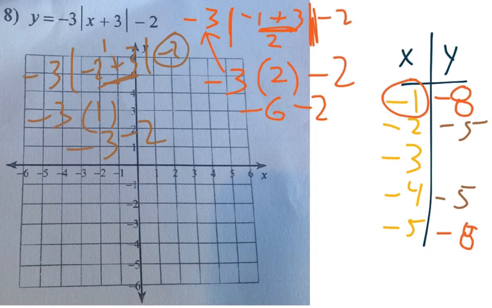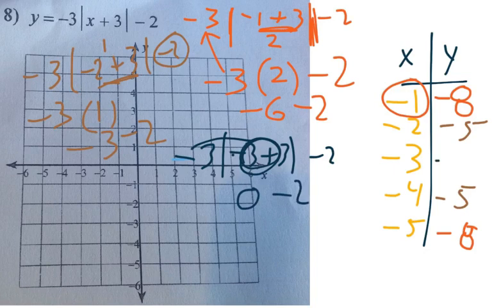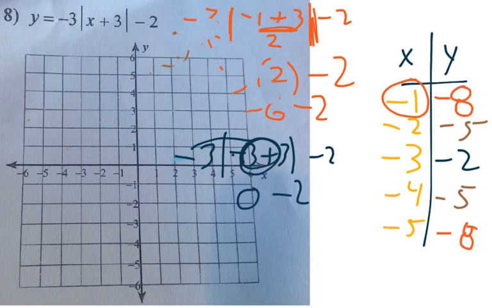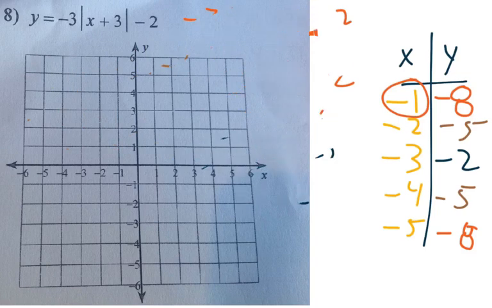Finally, let's go ahead and do the -3. So -3, absolute value of -3 plus 3, minus 2. Now, when I get a 0, of course, absolute value is 0, times -3 is 0. 0 minus 2 is -2. And so all we have to do now, guys, is graph. So let me erase this real quick. And let's get to the graph.